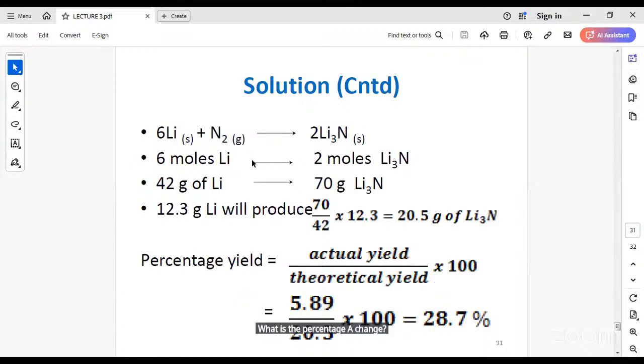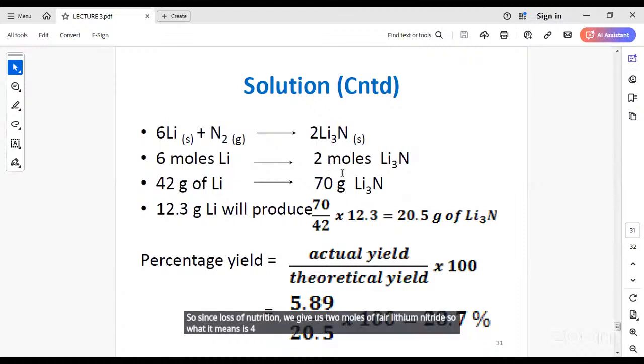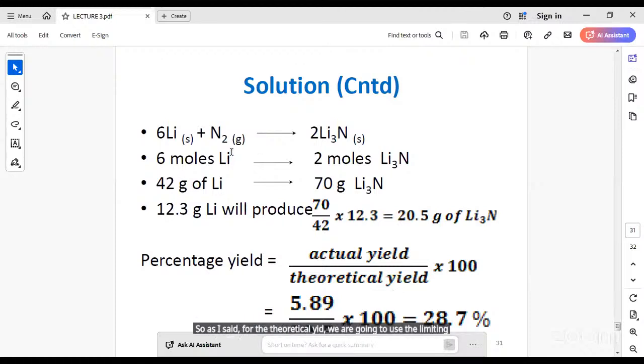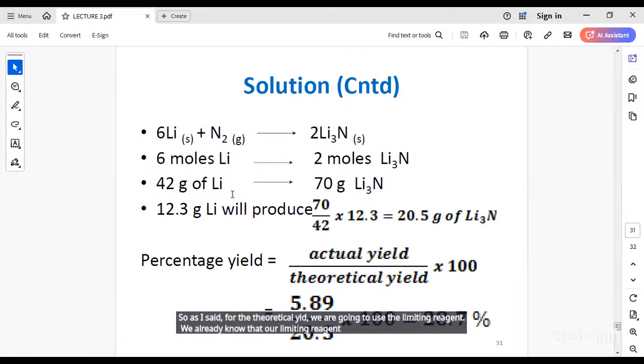So 6 moles of lithium will give us 2 moles of lithium nitride. So what it means is that 42 gram of lithium will actually give us 70 gram of your lithium nitride. But we use 12.3 gram, which will give us 20.5 gram of your lithium nitride, because we are now looking for the theoretical yield. For the theoretical yield, we are going to use the limiting reagent. We already know that our lithium is our limiting reagent. So 42 gram of your lithium is what is going to give you 70 gram of your lithium nitride, because your lithium nitride is the product. And we only use 12.3 gram of your lithium, so we are going to get 20.5 gram of your lithium nitride.